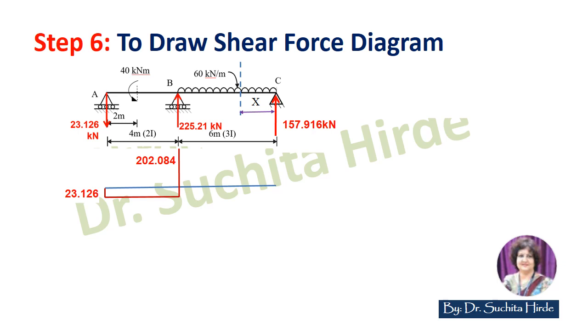After that, the force is reducing uniformly. So from 202.084, if you deduct 60 into 6, which is the load due to UDL, you will get 157.916 kilonewton. And there is upward force at C, which is reaction at C, 157.916 kilonewton. So this is nothing but the shear force diagram for this beam. After drawing the shear force diagram, it is important to locate the zero shear force in this beam, because at the point of zero shear force, there is maximum bending moment in the beam. Therefore, we will locate this position.